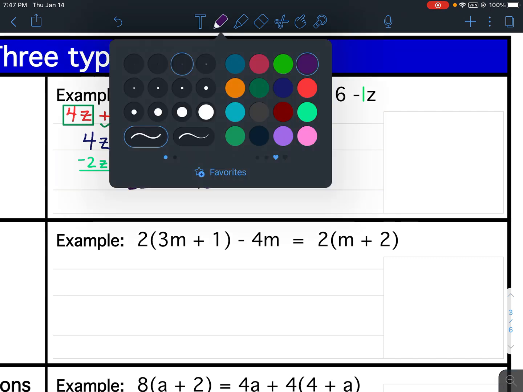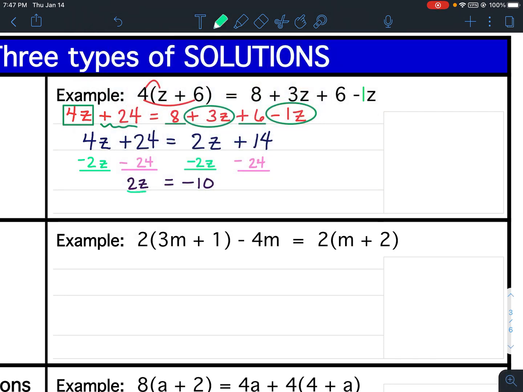All right, one more step. Divide both sides by 2. So our final answer here is z equals -5. So the one solution to this problem is -5. Now, I could have stopped right here. By looking at this, I knew it was going to be a one solution problem. How did I know that that highlighted part would give me a one solution problem?